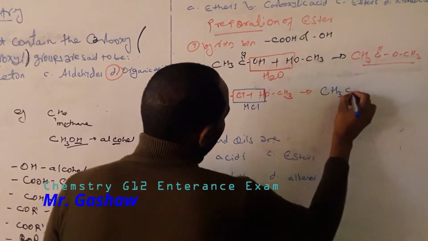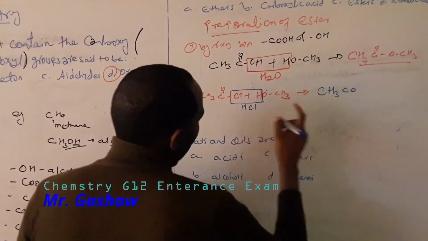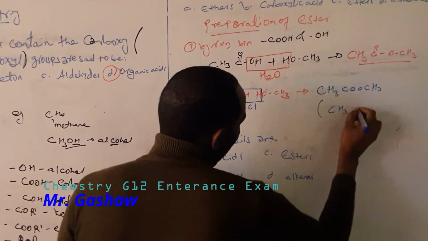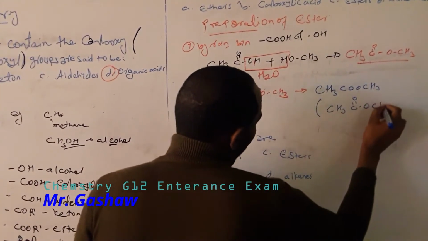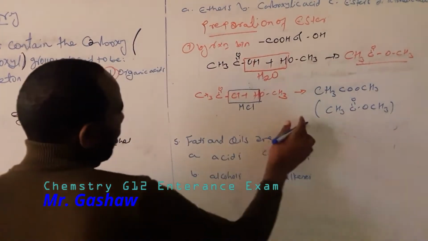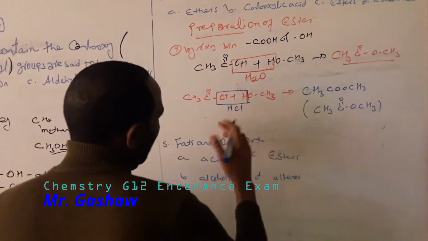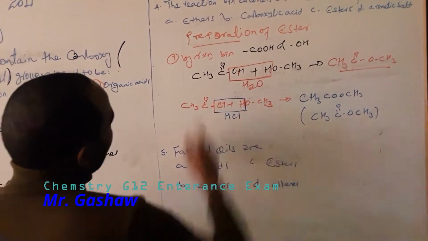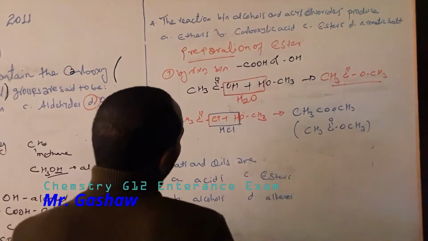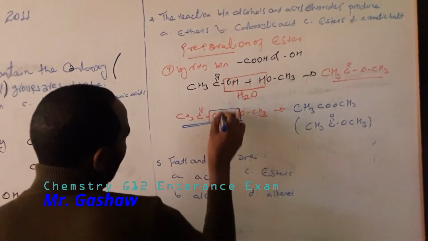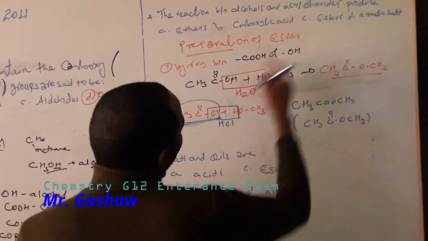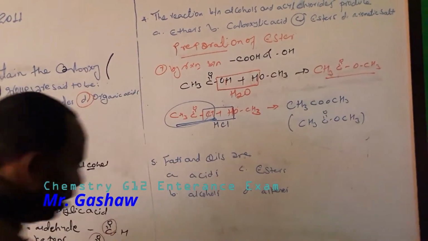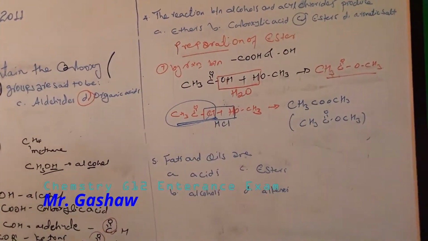CH3COOCH3. That means CH3, C double bond O, OCH3. This one is known as ester. So the reaction between acyl chloride and alcohol produces esters. This one is also the fourth equation.